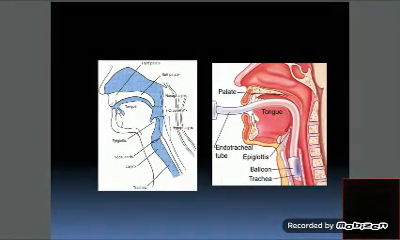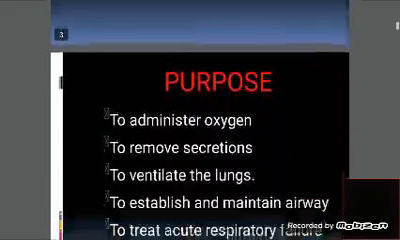So this is the picture which shows the placement of the ET tube into the respiratory tract of the patient, or into the open airway of the patient.